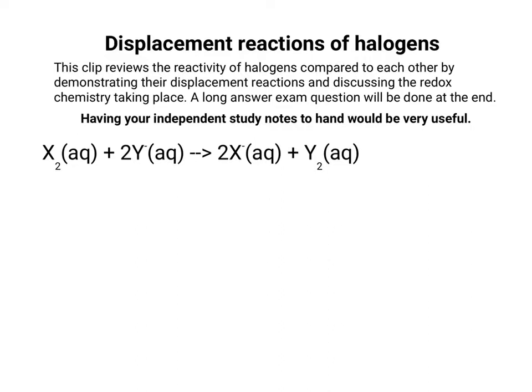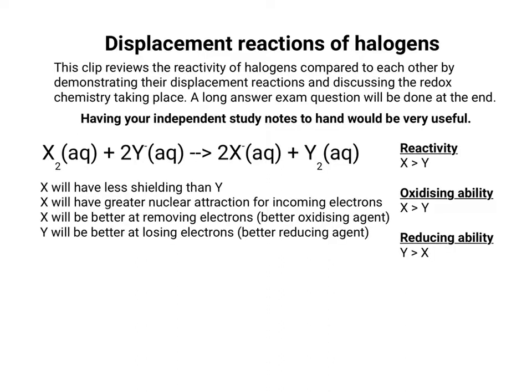So if we take a basic sort of displacement reaction and have our two halogens as X and Y. The trends on the right hand side show you the comparison between the two atoms. In terms of reactivity, X will be more reactive than Y. In terms of oxidizing ability, X will be better at removing electrons than Y, because it will have greater nuclear attraction because it has less shielding than Y.